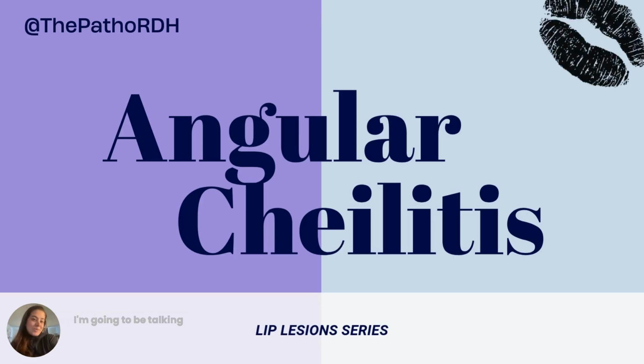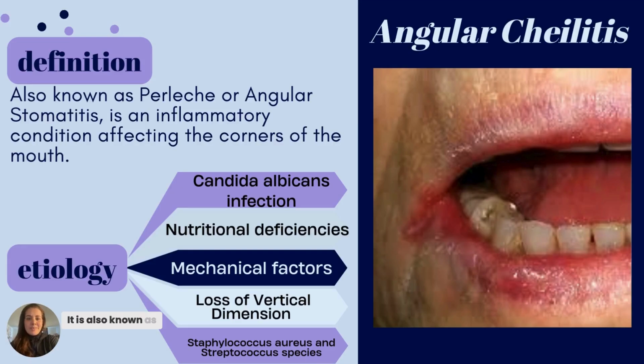Hello, hello. Today I'm going to be talking about angular cheilitis, and this is going to be a part of my Lip Lesion Series. It is also known as perleche or angular stomatitis, and it is defined as an inflammatory condition that affects the corners of the mouth.